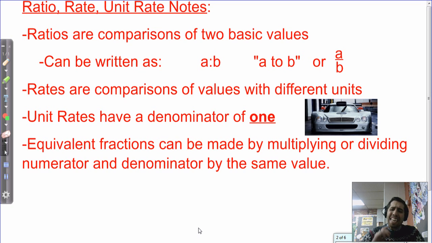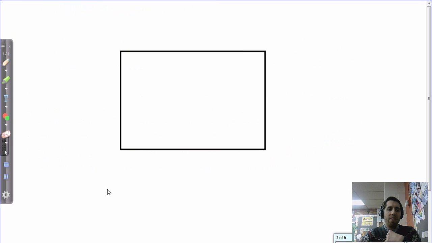Last note we need to know a lot to do ratios, rates, and unit rates is that equivalent fractions can be made by multiplying or dividing the numerator and denominator by the same value. So that should be familiar. I'm going to give you a little visual demonstration of that right here.